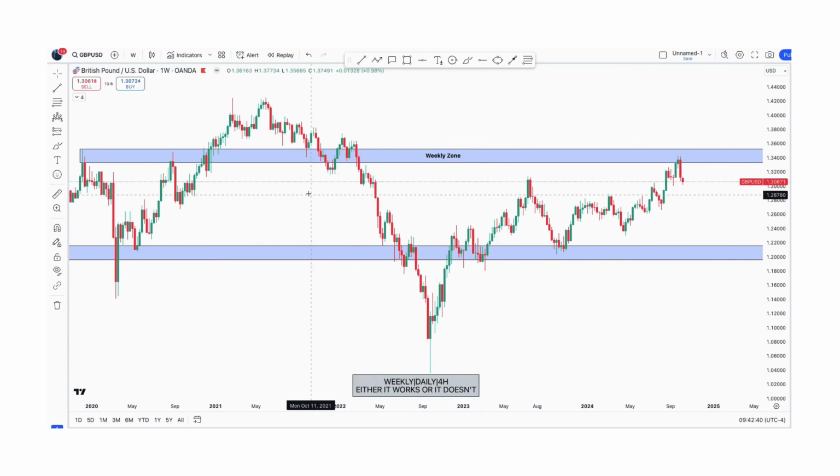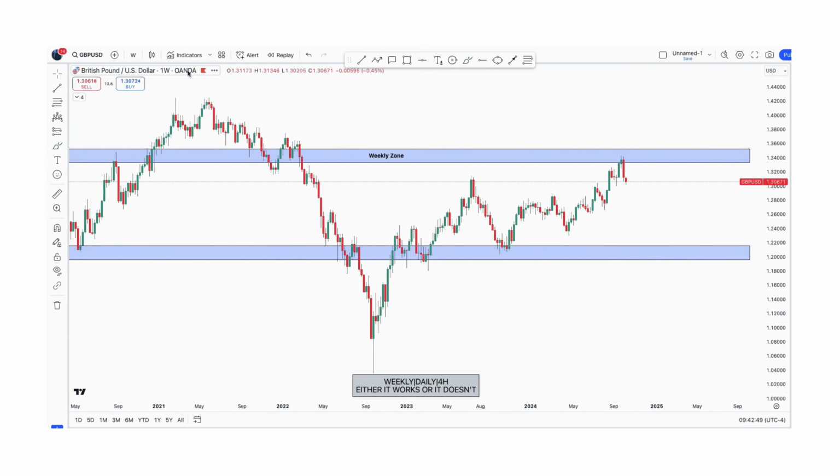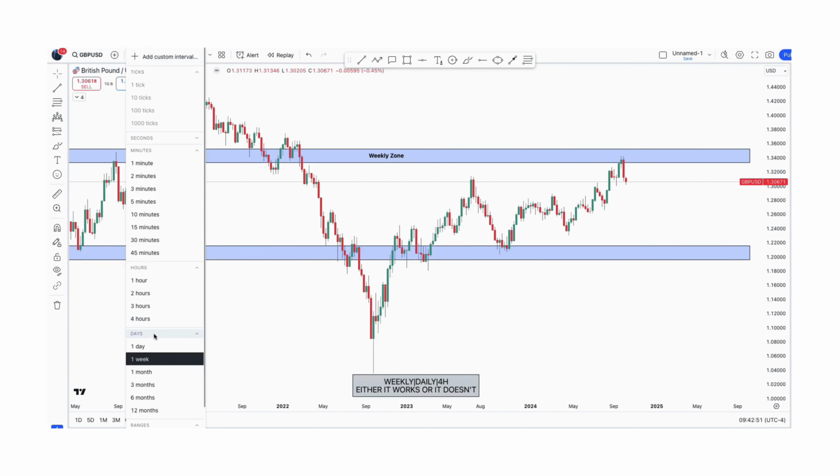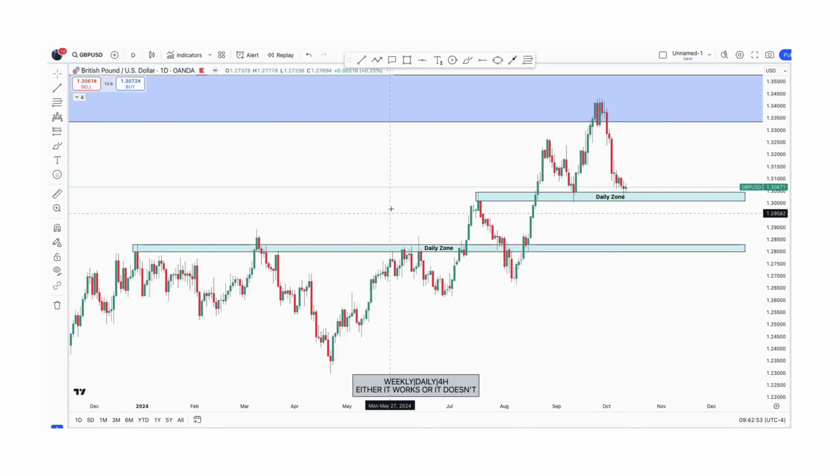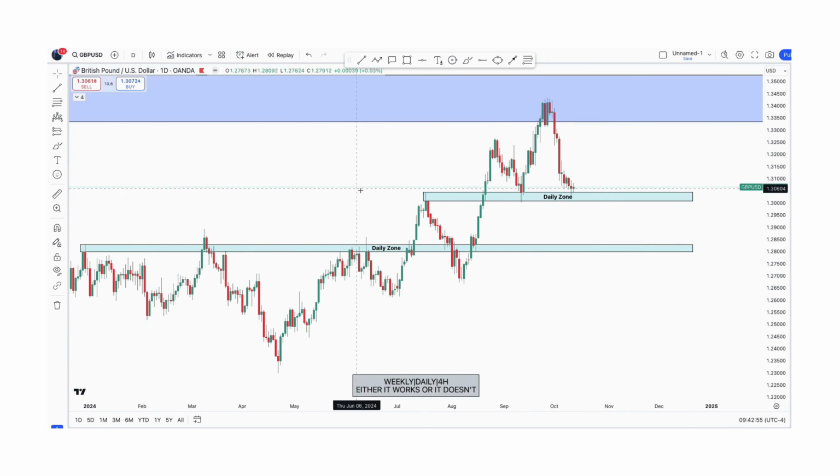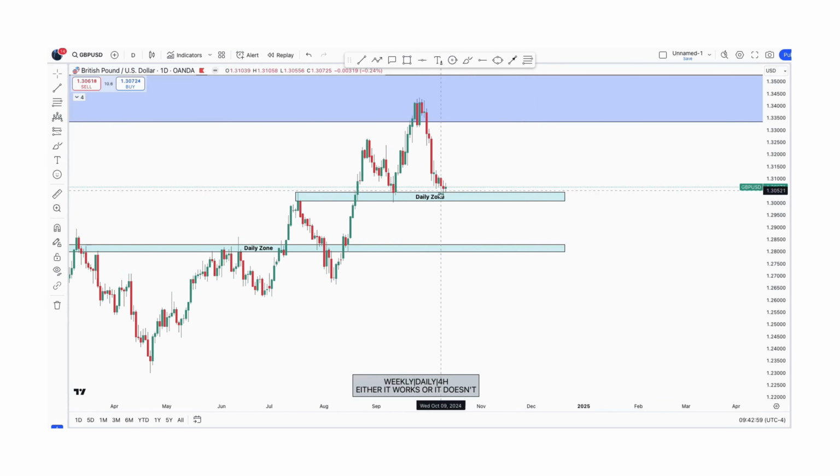First thing we're going to look at is going to be Great Britain Pound USD on a weekly time frame. We can see that price came back into this weekly area of resistance and formed an engulfing candle, right? So we're going to be looking potentially for some selling potential or potential reversals. So on a daily time frame, we can see that price had this resistance used as support, and price is back at this area again.